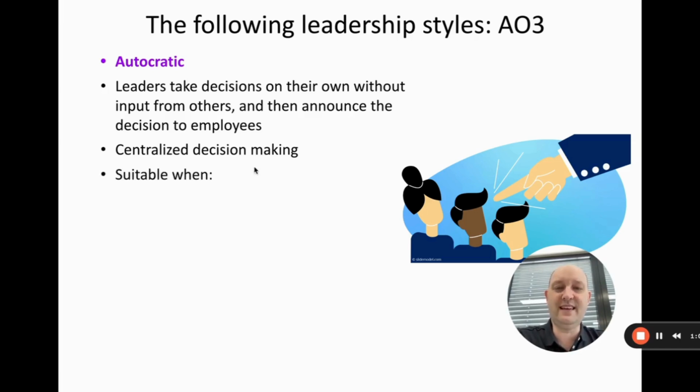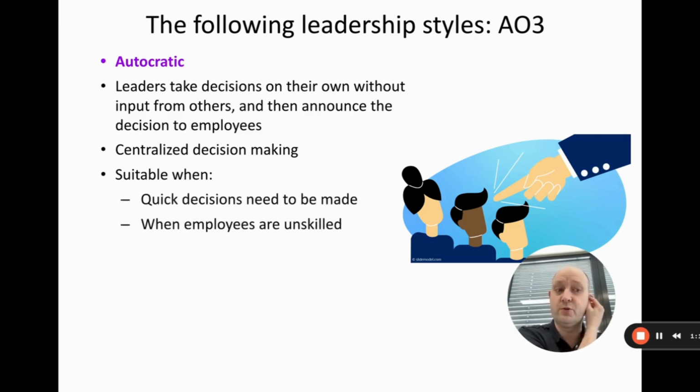Now, generally autocratic, if you're an employee, this seems really bad, right? Because you have no say in what's going on. But it can be suitable under certain situations. So one of the benefits of autocratic leadership is that decisions are made very quickly. Because the leader's making all decisions without talking to employees, they can just make the decisions. So it enables quick decision making. And also, if the employees are unskilled or not wanting to make decisions, then it can actually be beneficial in that situation, because if employees have participation and they're unskilled, then maybe the decisions will actually be worse overall.